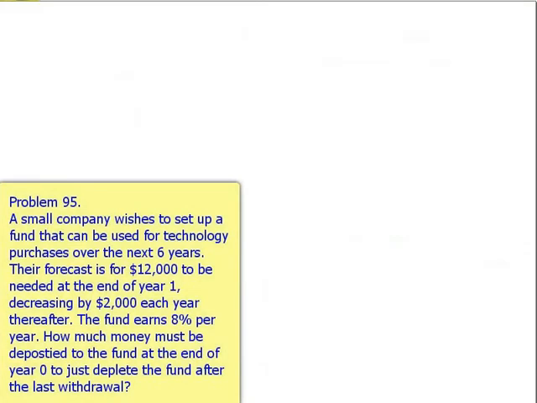The next problem is problem 95. And the problem reads: a small company wishes to set up a fund that can be used for technology purchases over the next 6 years. Their forecast is for $12,000 to be needed at the end of year 1, decreasing by $2,000 each year thereafter. The fund earns 8% per year. How much money must be deposited to the fund at the end of year 0 to just deplete the fund after the last withdrawal? So this is problem 95.